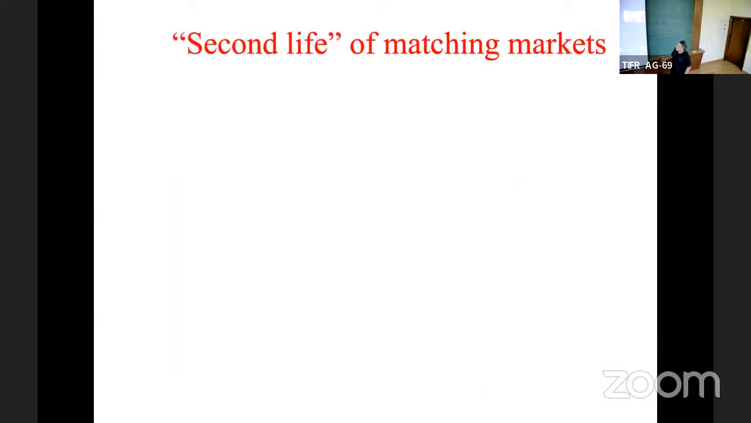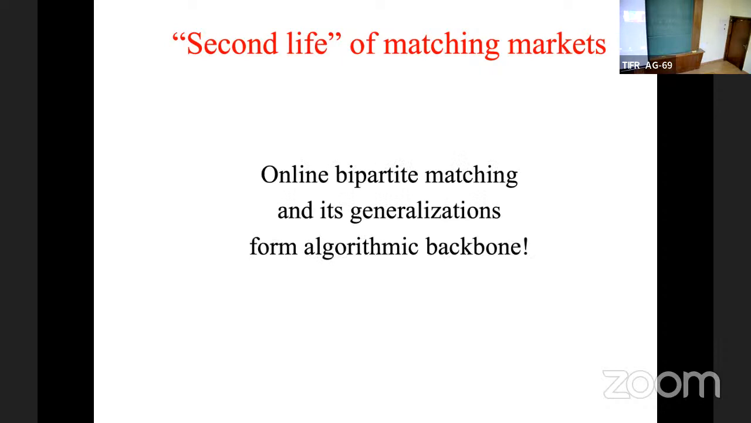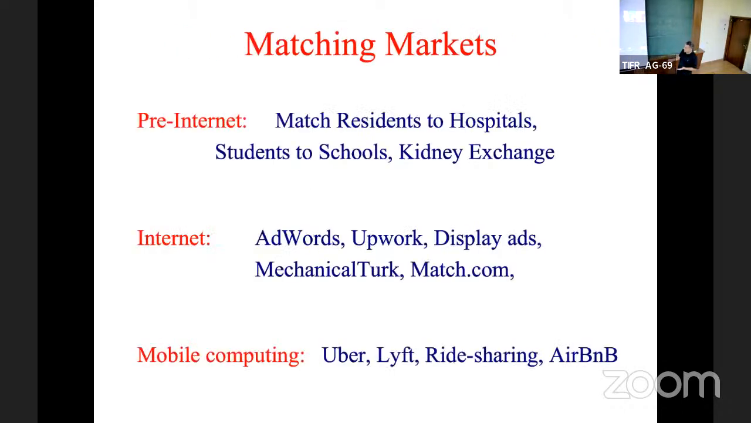Okay, so what I want to say, and this is really the bottom line of this talk, is that in the first life of matching markets, which is pre-internet, these two problems from matching theory were the key: stable matching and maximum matching. In the new life, it has been rather online bipartite matching and its many generalizations. That forms the algorithmic backbone. And let me show you why.